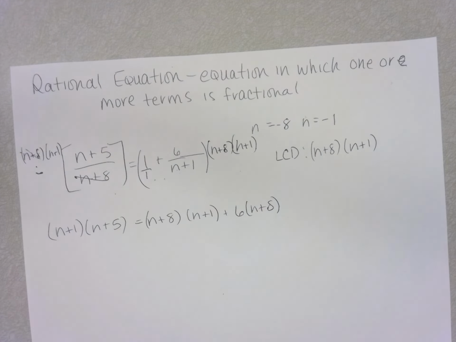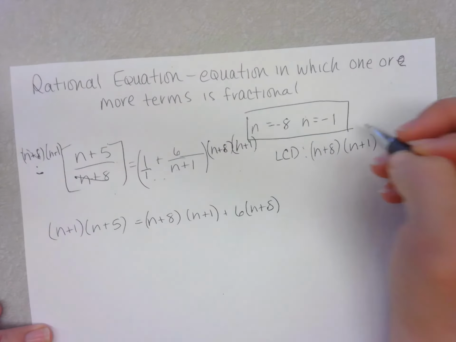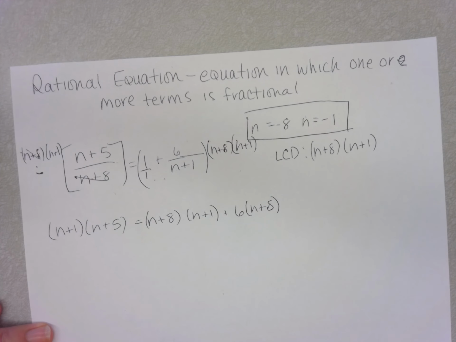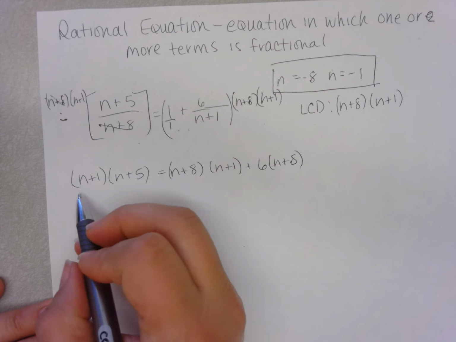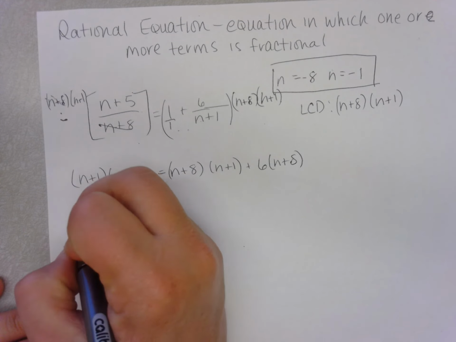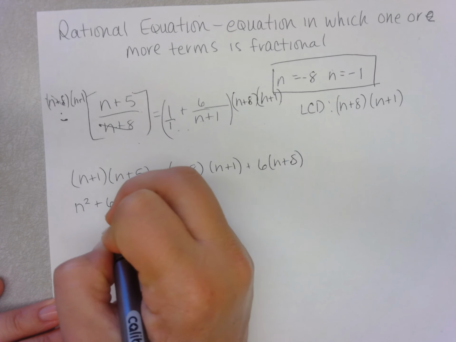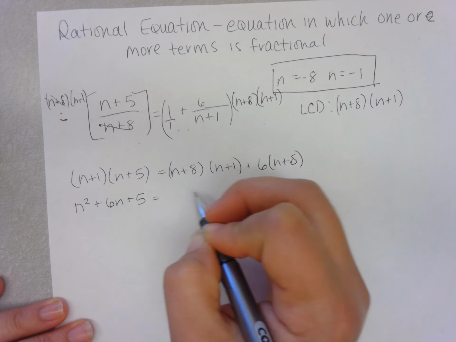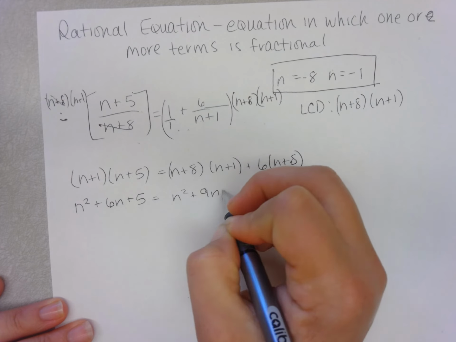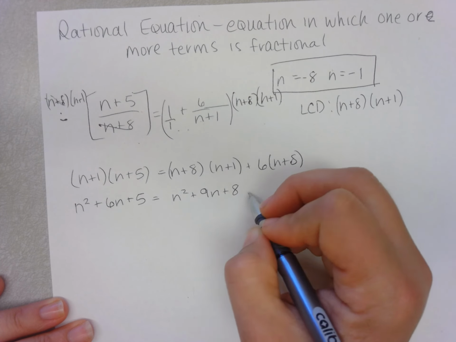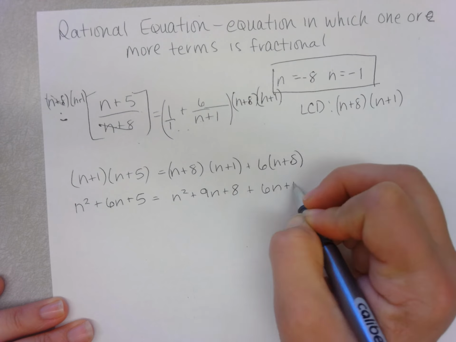All right, now I have a bunch of parentheses that I need to open, but you notice my denominator is gone. So I need to make sure that I'm really thinking in the background that if I get either one of these values, I can't use them. All right, so let's do some simplifying here. The first thing I'm going to do is multiply this out. So this will be n squared plus 6n plus 5. And then I have this times this, which will give me n squared plus 9n plus 8. Then I have 6n plus 48 over here.